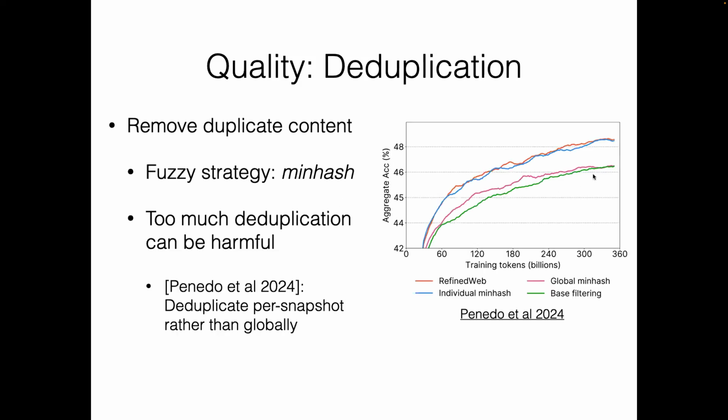Again, this paper showed that the deduplication strategy can have a big effect. The trick that they came up with was to take each snapshot of Common Crawl and individually deduplicate it. They found that this was a lot better than doing a really global deduplication, because that was too much. Anyways, for the purposes of here, it's just giving you some sense about this step of constructing the pre-training corpus.